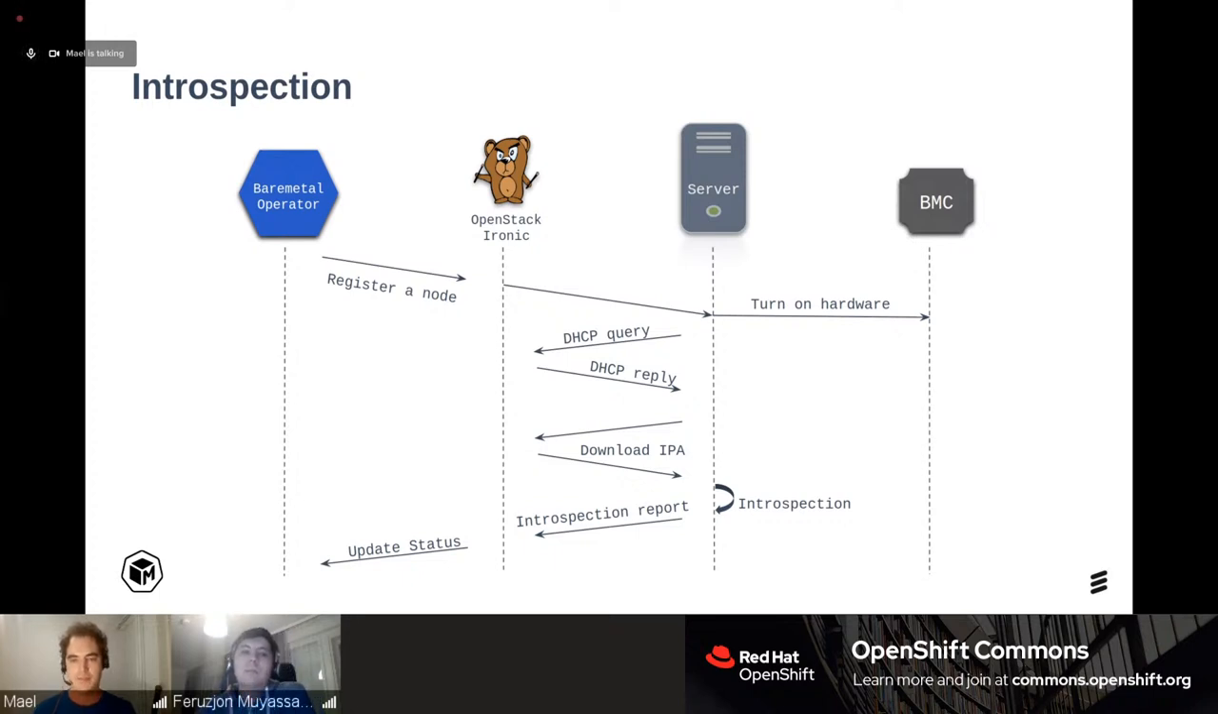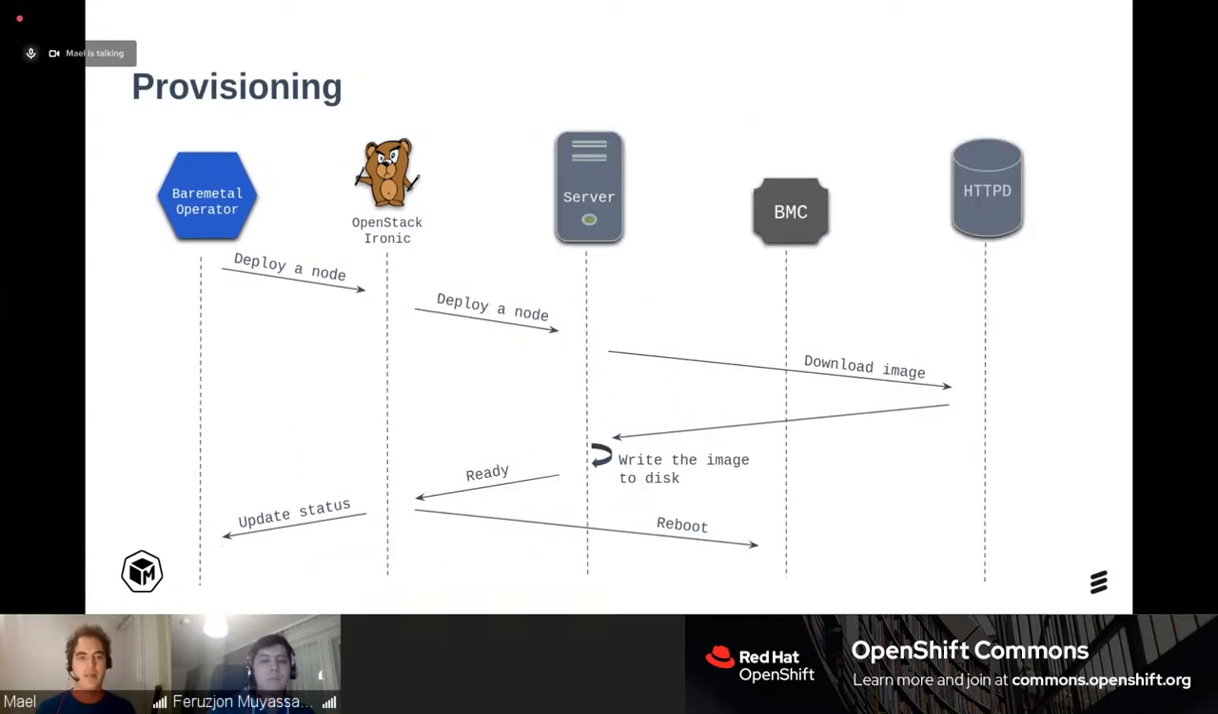The first time the server starts with IPA, it will always do the introspection, and then send the report to Ironic. The bare metal operator will then be able to fetch that directly from Ironic. And once the node is introspected, you have it ready, and you can start provisioning a node and deploying something on top.